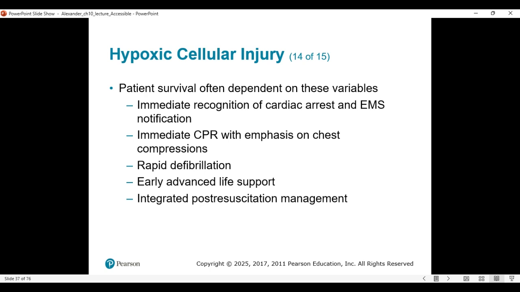Patient survival often depends on these variables: immediate recognition of cardiac arrest, right? Immediate CPR with emphasis on compressions, rapid defibrillation, early advanced life support, and integrated post resuscitation management. So if you look at this, this is our chain of survival, right? Early recognition, early activation of EMS, good high quality CPR, rapid defibrillation, early advanced life support, and post care. These are all in our chain of survival in the AHA.